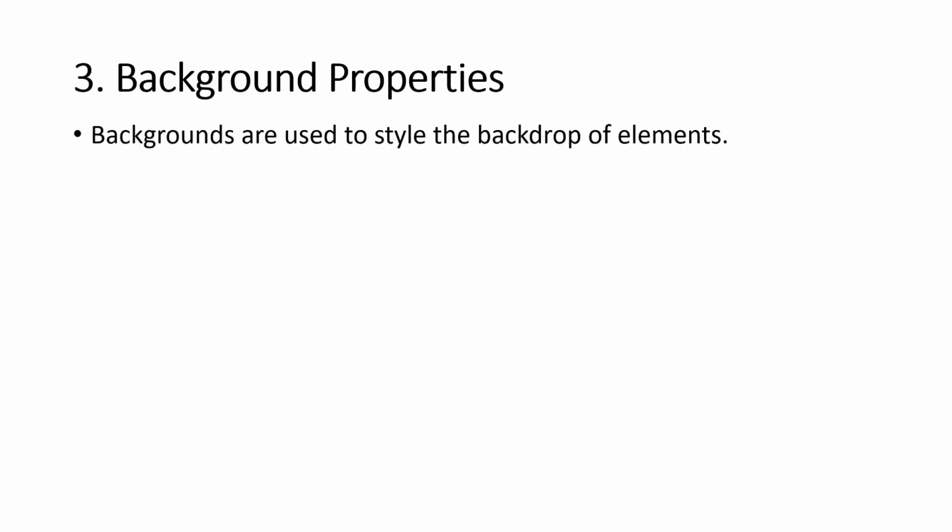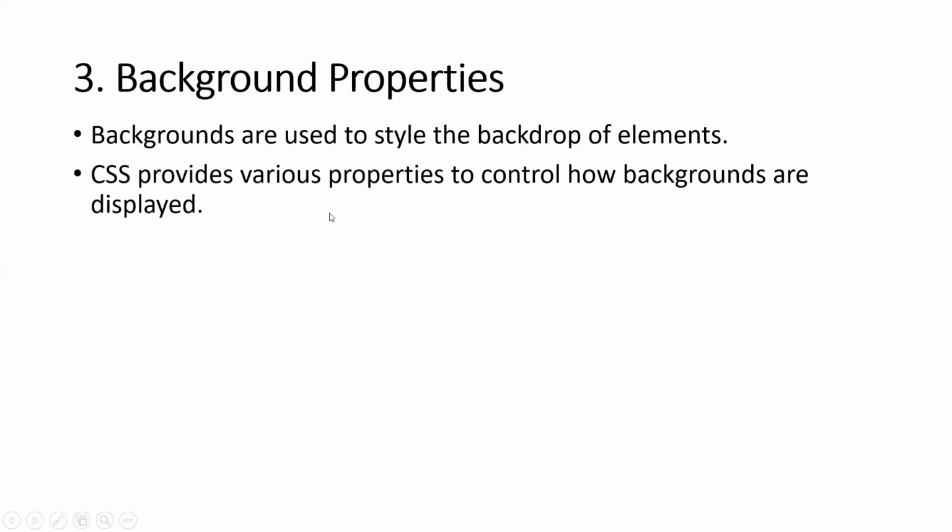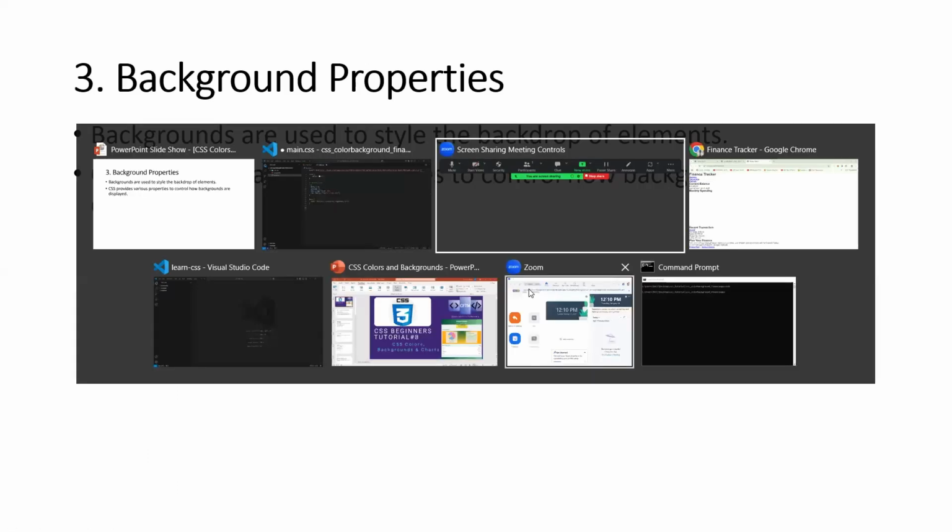Backgrounds are used to style the backdrop of elements, right? So we have different elements on the page. It could be a div, right? And all that, and you want a background on them. So maybe you want to insert an image as a background, you want to set a proper background color and all that, you can easily do that. So CSS provides various properties to control how backgrounds are displayed. So whenever you have background colors, right, CSS allows you to actually set how they are going to be displayed.